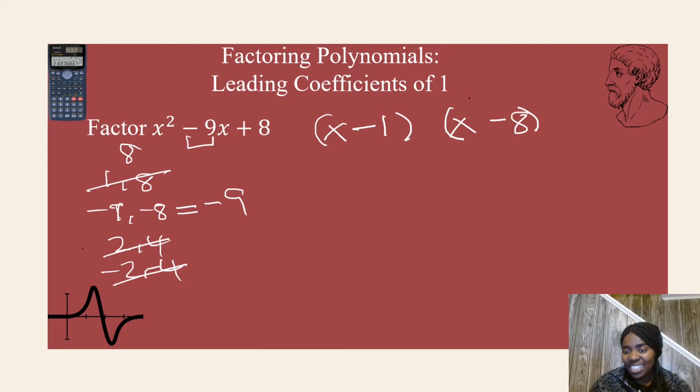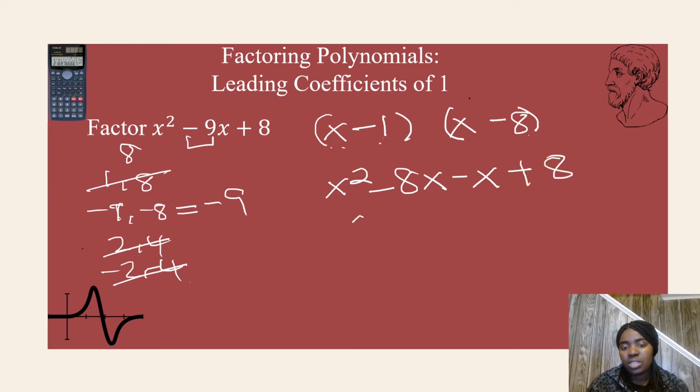And then I'm done. It's that simple. So let's multiply it out and see if it's correct. X times x is x squared. X times -8 is -8x. -1 times x is -x. -1 times -8 is +8.